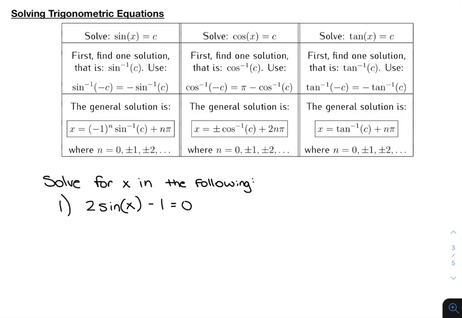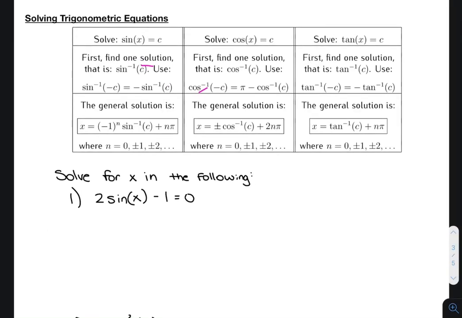So I'm going to be showing you guys how to solve trigonometric equations using the general form of the solution for either sine, cosine, or tangent. And there's always three things that you're going to want to do. First, you're going to want to solve for the trig function, isolating sine, cosine, or tangent by itself. Then we're going to want to use the inverse function to solve for one solution, and then we can finally plug it into the general form of the solution.